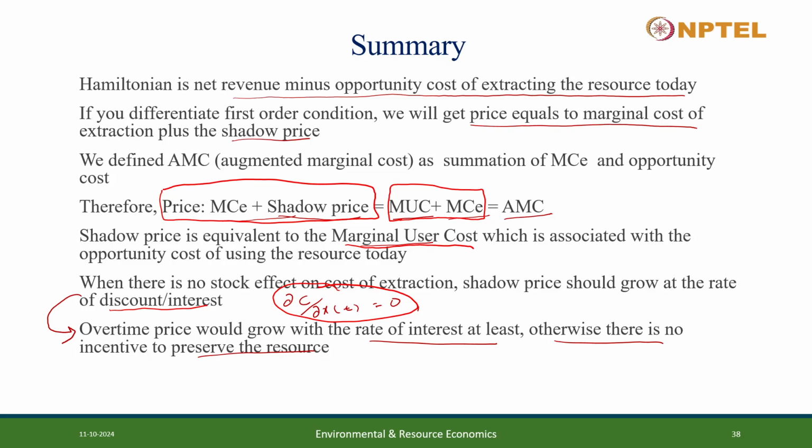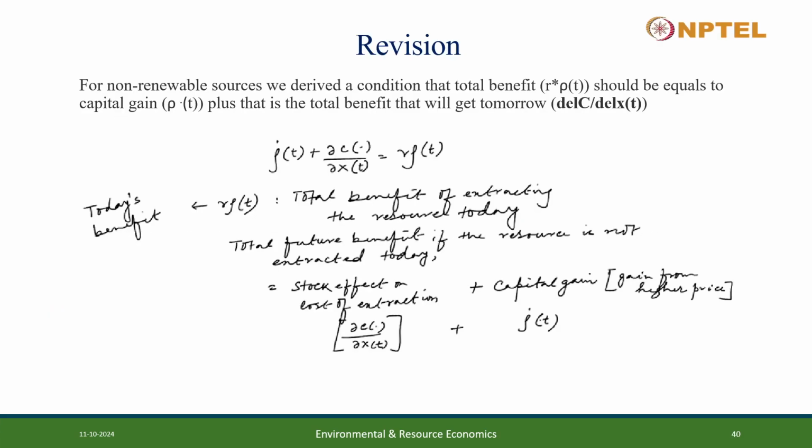involve shadow price, which is a function of rho, and it is similar to marginal user cost, and the benefit has the stock effect and capital gain effect. So the capital gain effect should always be there, and it should at least grow at the rate of interest. So let's say that you have any coal stock, and if the value of coal is not increasing by the rate of discount, then it is of no use keeping the stock for next year, right? So that is the summary. Now we are moving towards the renewable case.